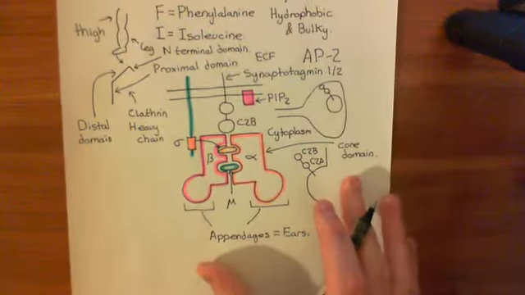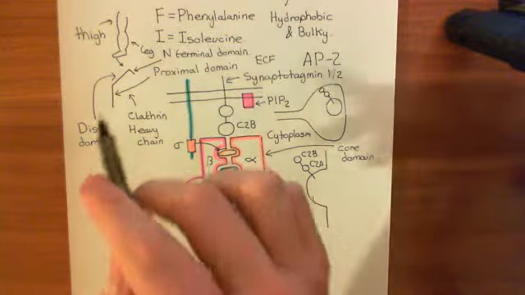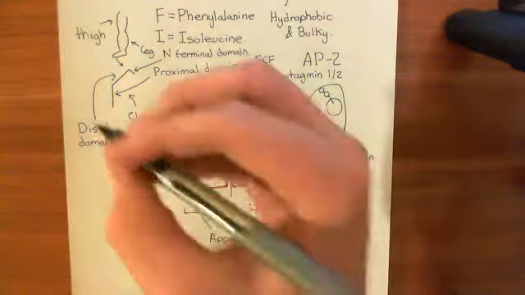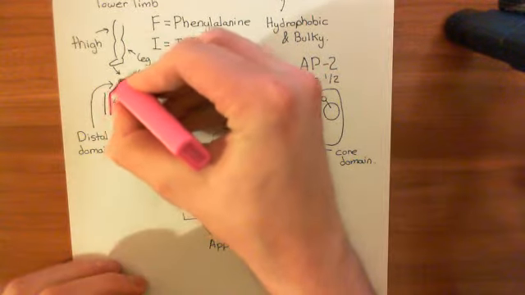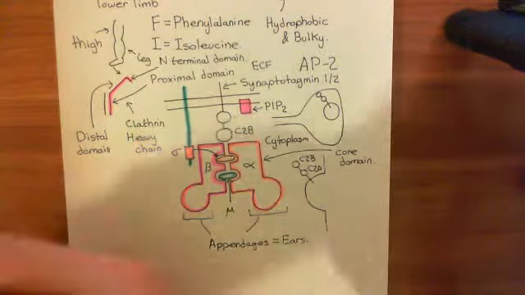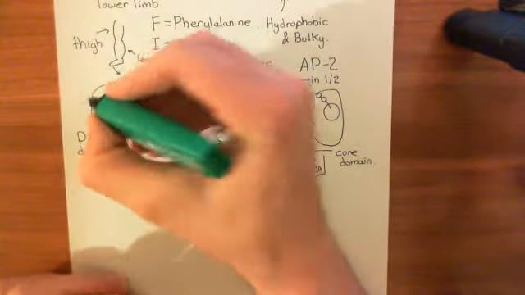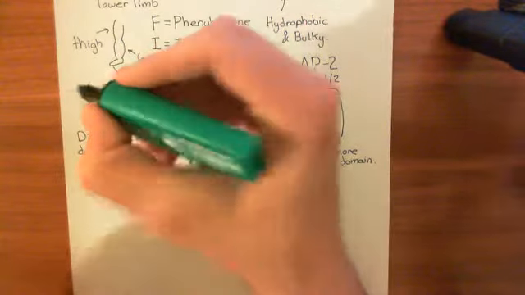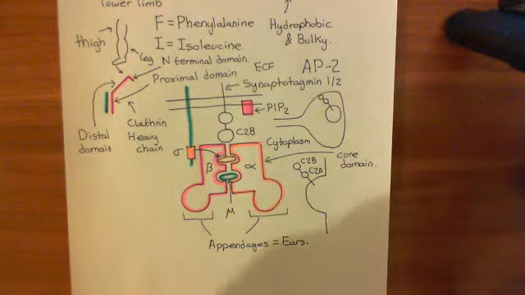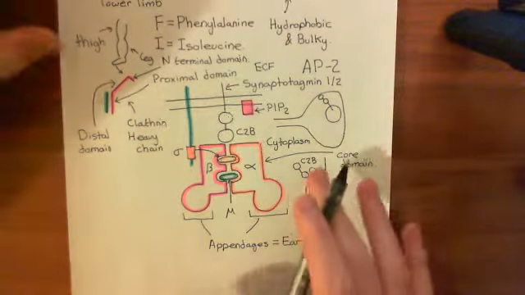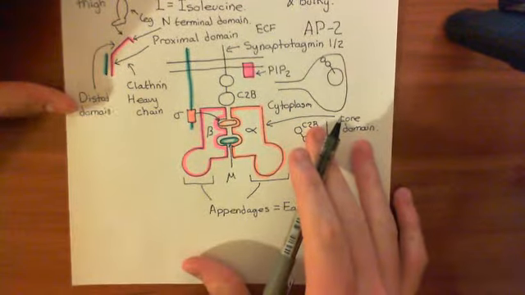Clathrin heavy chains also associate with a clathrin light chain. The clathrin light chain associates with the proximal domain of the clathrin heavy chain. So here in purple is the clathrin heavy chain, and here in turquoise is the clathrin light chain. Now, clathrin doesn't usually exist like this in the cytoplasm. Instead, you assemble this into structures known as clathrin triskelions.